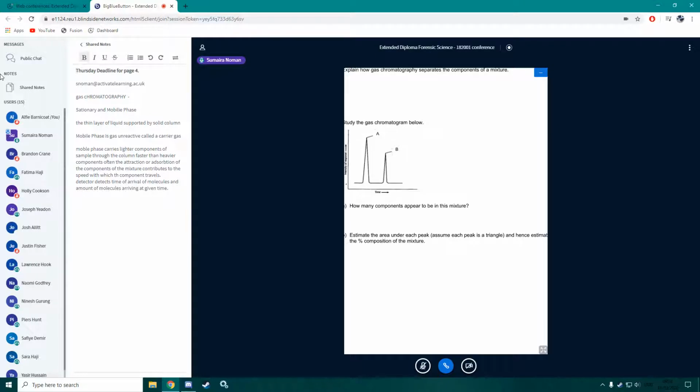Okay, and let me put Q1. There we are, there's Q1. And then I can put, where is it gone? And Q2, and that would be A. There are two components in that mixture. And then estimate the area under each peak. Assume each peak is a triangle and hence estimate the percentage composition of the mixture.